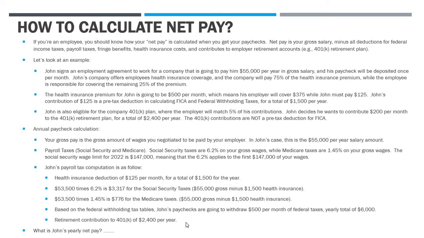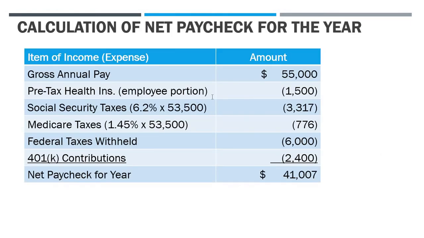Okay, so the $2,400 put in per year, they're coming off his paycheck. The amounts are not a deduction in arriving at what the Social Security tax and Medicare tax amounts are. That's why we are using this 53,500 number. But it's still a deduction from his paycheck, so we need to factor it in arriving at his net pay. Now let's look at the table here, slide 2, and see how all this works together.